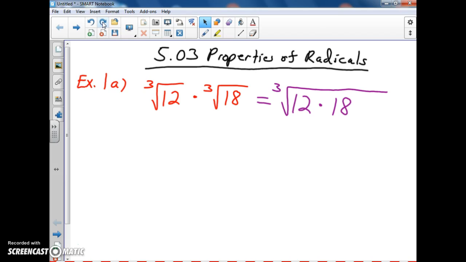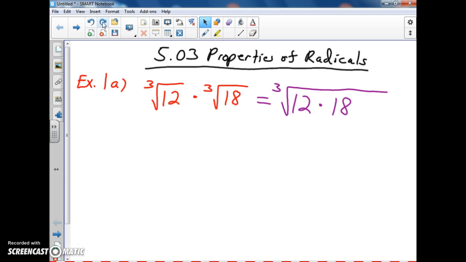Now, question. Would you multiply these together? Yes, well, you could. Is it smart to do that? No. We talked about this in class. It's not too smart to do that. Instead, are you going to break down the 12 and 18? Exactly. Now you're going to break down the 12 and 18.